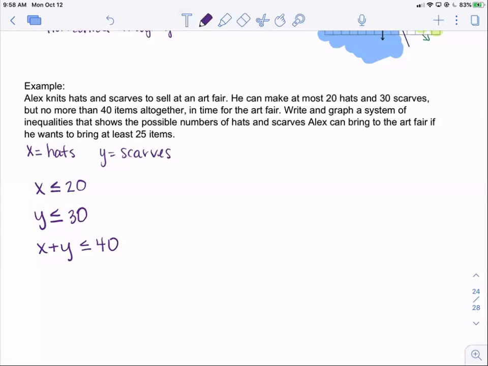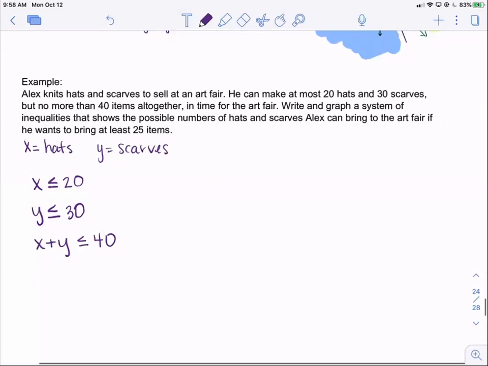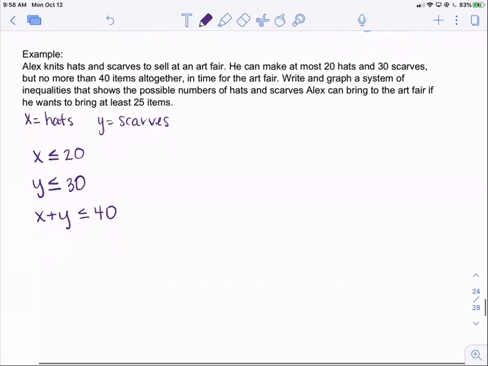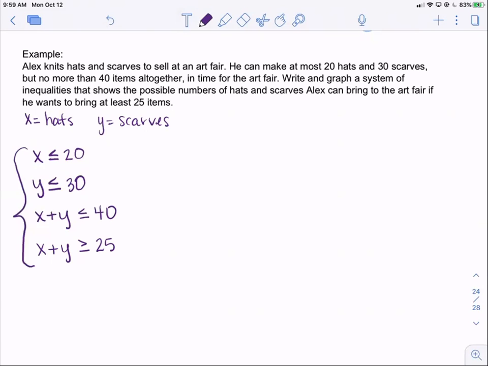And then the last one, it says Alex can bring to the art fair if he wants to bring at least 25 items. So now we're going to have another X plus Y that's going to be greater than or equal to 25. So these 4 are our system. Those 4 are our system.